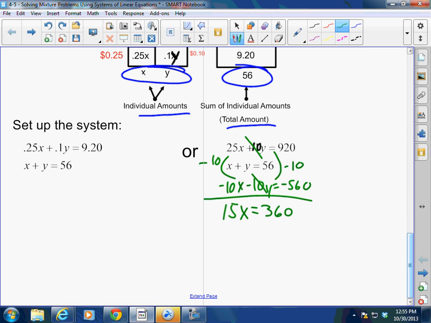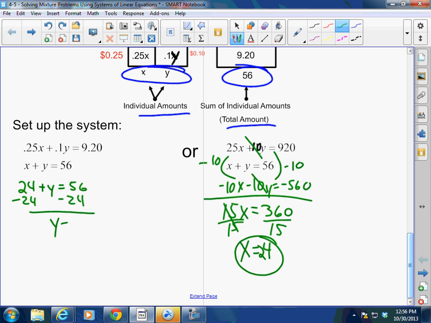Come on, man. Get on that. You guys with me? Yeah. Okay, how do we solve for x? Divide by 15. That is absolutely correct. And that is going to equal 24. Does that make sense? What do we do now when we have that 24? You plug it into the other equation. Absolutely. So 24 plus y equals 56. Subtract 24 from both sides. Y will equal positive 32.